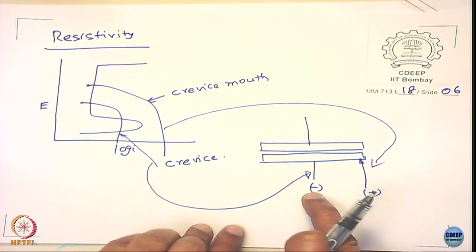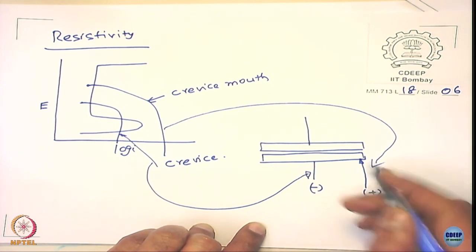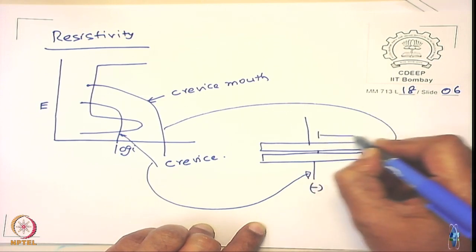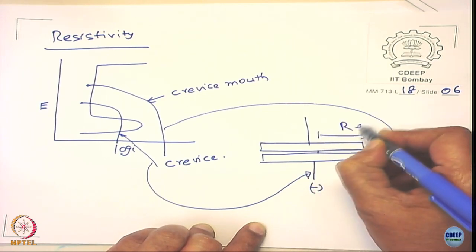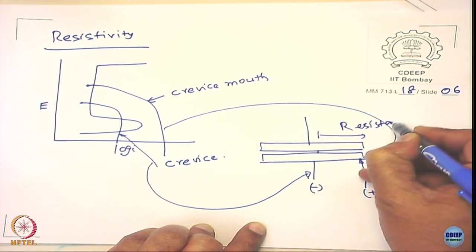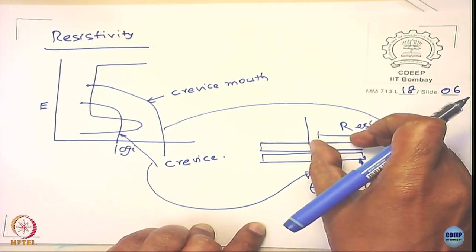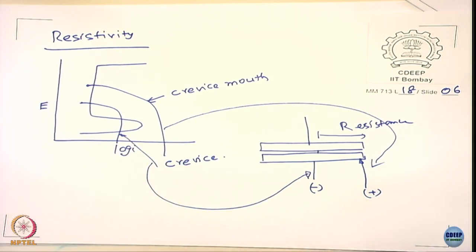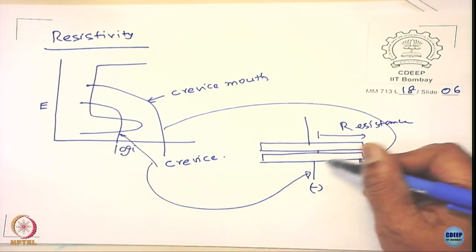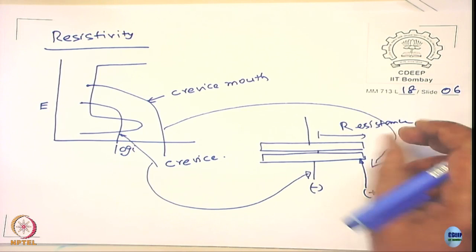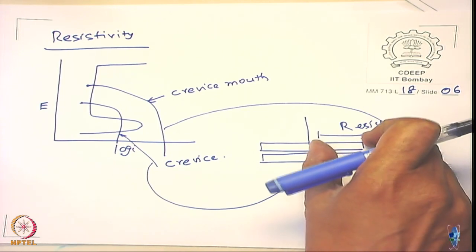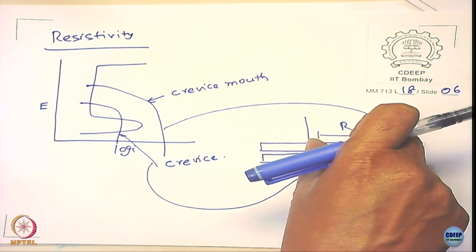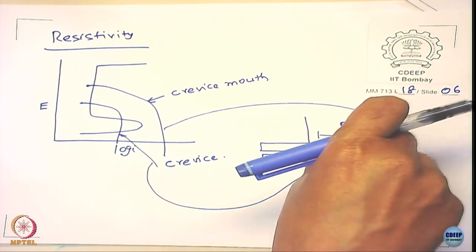If this guy has to have negative here, positive here, then there has to be resistance between these two places. If the resistance is zero or less, what happened now? The anode and cathode will become almost like similar only. So, this guy also starts passivating, in principle possible. That means the resistance of the electrolyte is very important. If there is no substantial resistance, the crevice corrosion will not exist.